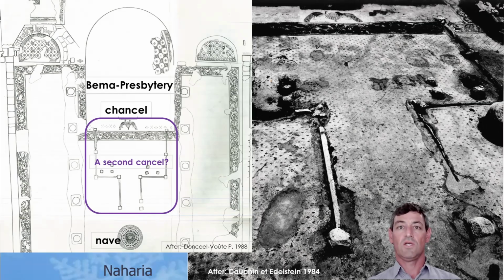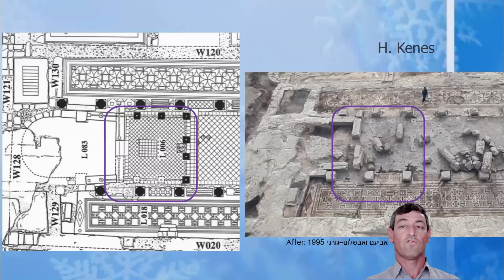Now, this is a feature which was found in very few churches, and few scholars have related to it, but let's take a look at a few other churches. This is, for instance, from Churbat Kenes, excavated by Aviam and Avshalom Gorni, and you can see in front of the bema there are bases of a chancel screen in the nave itself, right in front, west of the presbytery, of the bema.